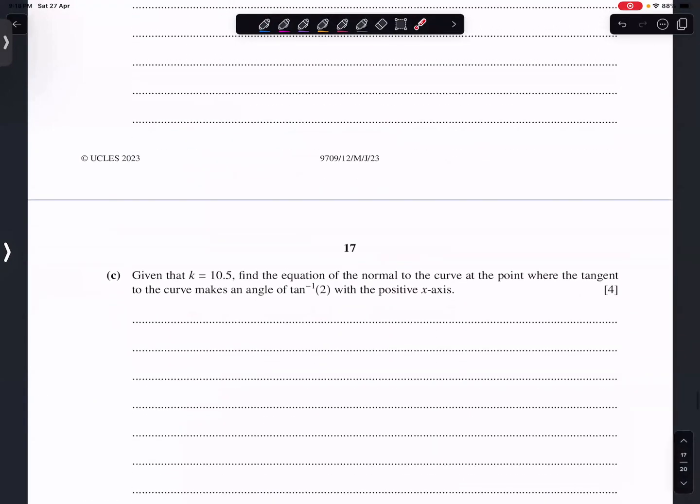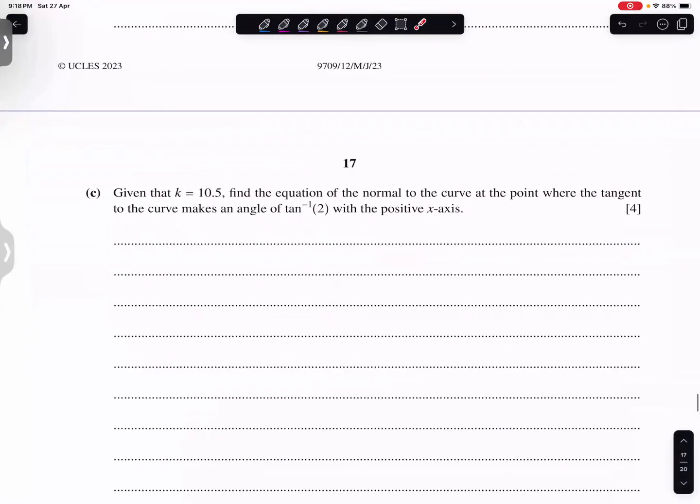Next, we are given that k is equal to 10.5. Find the equation of the normal to the curve at the point where the tangent to the curve makes an angle, this, with the positive x-axis.